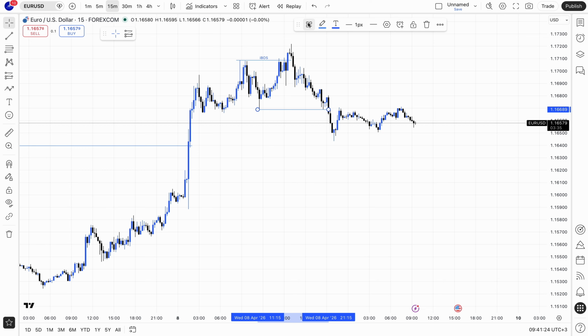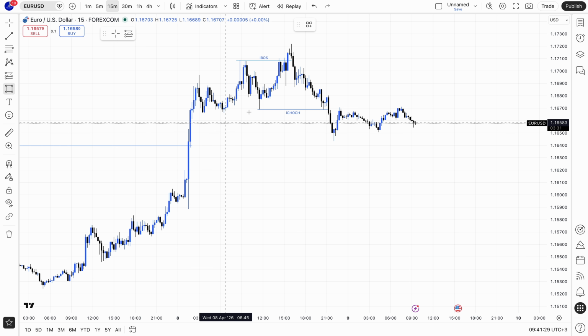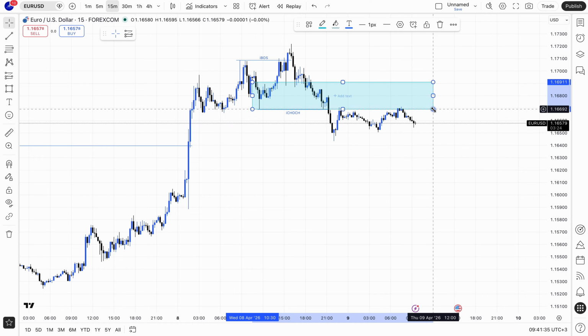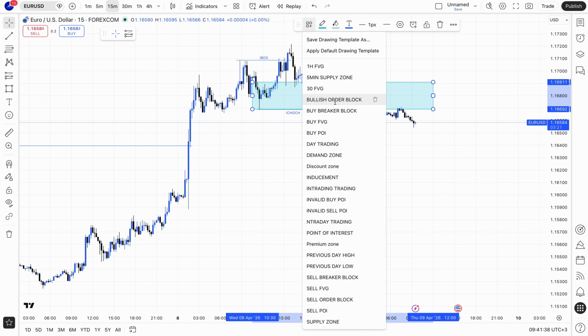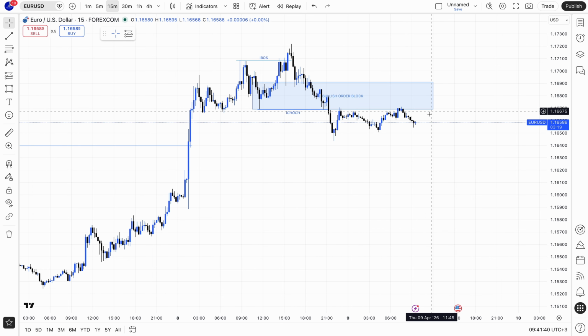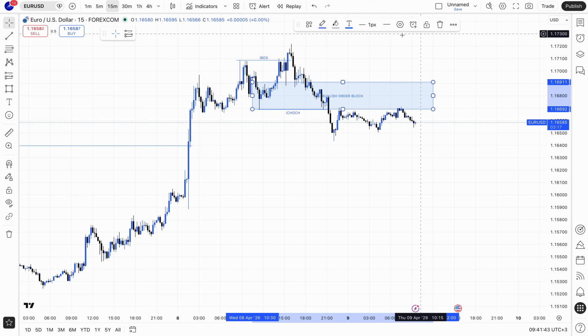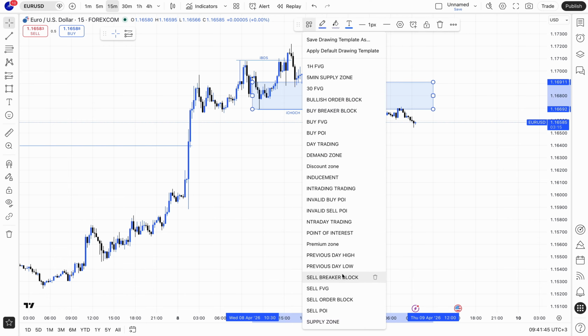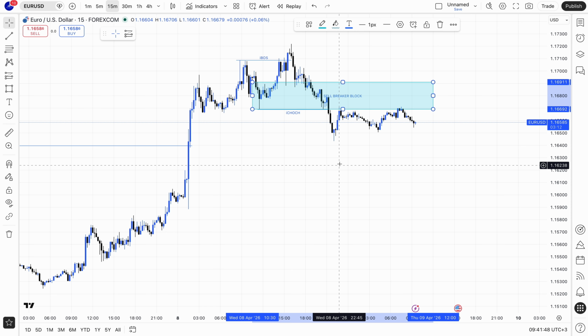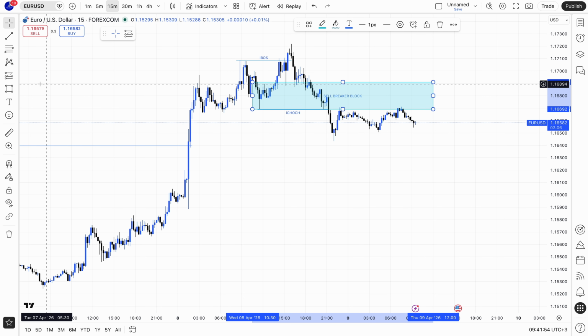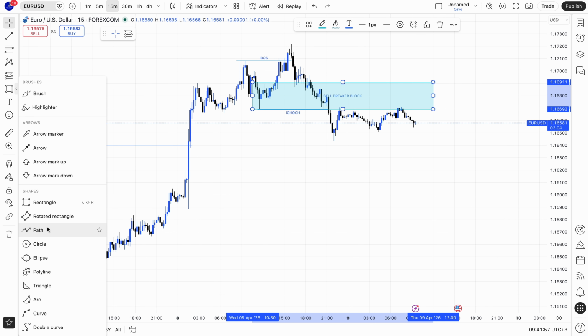But before having that change of character to the downside, we had our order block, which was around here. And this order block, after being disrespected, turned into our sell breaker block, our bearish breaker block. Then price came back, break, then retested, then continuation to the downside, then another break, another retest, then a continuation to the downside. So right now we're waiting for London session to open.